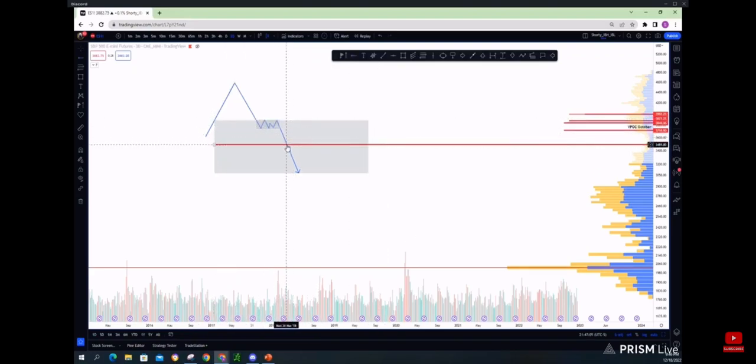You can peel some off right here at the POC if you took it from the 80%. And if you break that POC, then your odds are really increasing that you're going to go to the value area low. If you had multiple contracts, peel some off here. And if you see it's weak, then you can keep driving it all the way for the 80% rule.